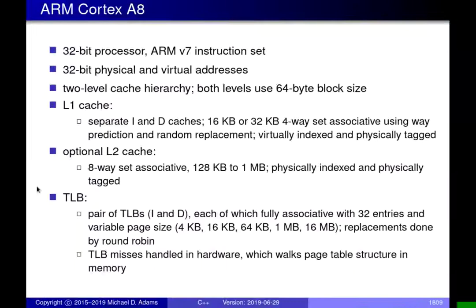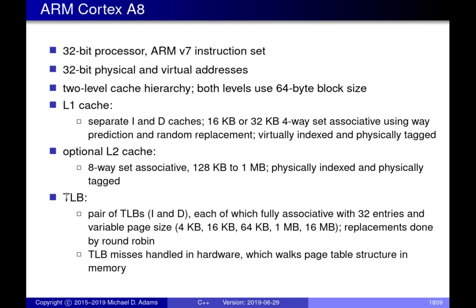So the second example of a processor I'd like to consider is the ARM Cortex A8. This particular processor is typically used in embedded applications, for example, like mobile phones. It's a 32-bit processor that's based on the ARM instruction set. Both physical and virtual addresses on this processor are 32 bits, so the size of the physical and virtual address spaces are actually the same on this processor. It employs a 2-level cache hierarchy, and the cache block size is 64 bytes. The level 1 cache is a virtually indexed and physically tagged cache, whereas the L2 cache is basically just a physical cache. The associativity varies from 4-way to 8-way, and the size of the caches varies from 16 kilobytes up to 1 megabyte.